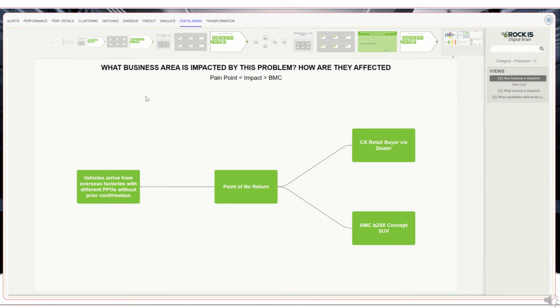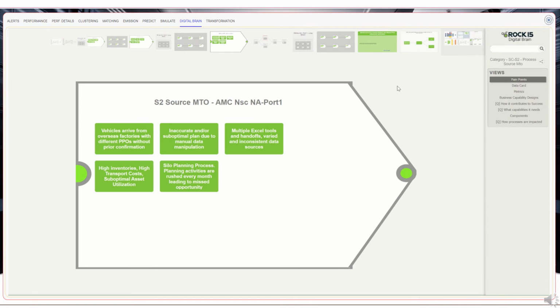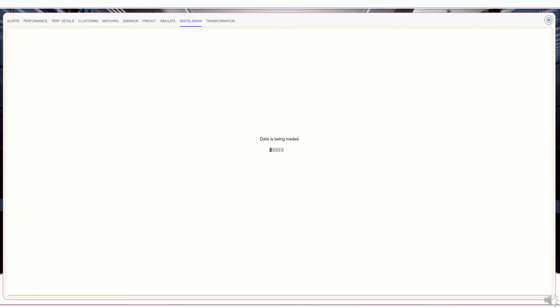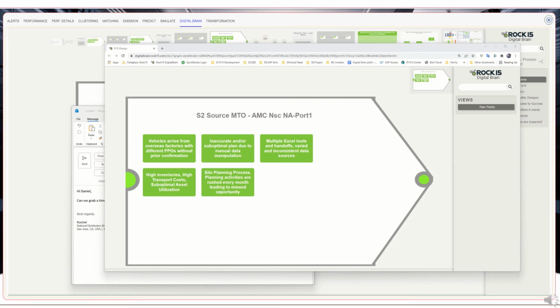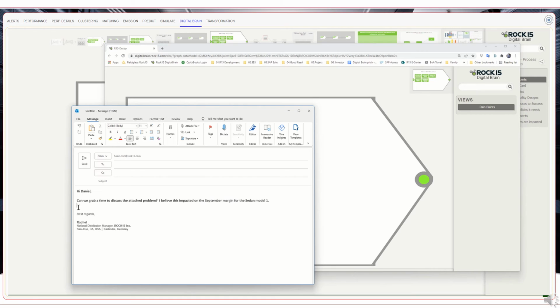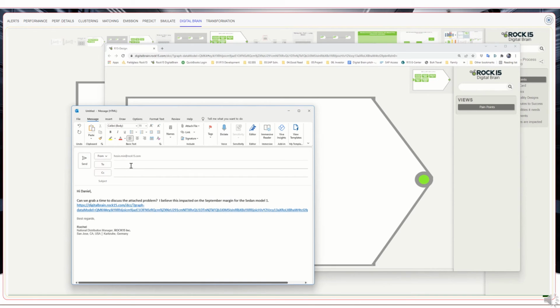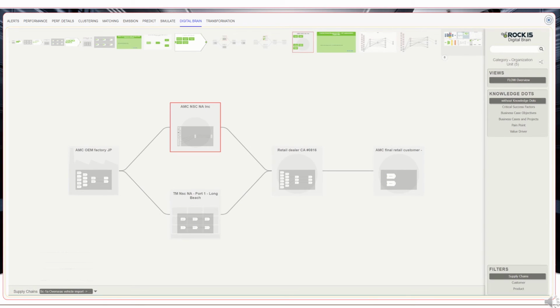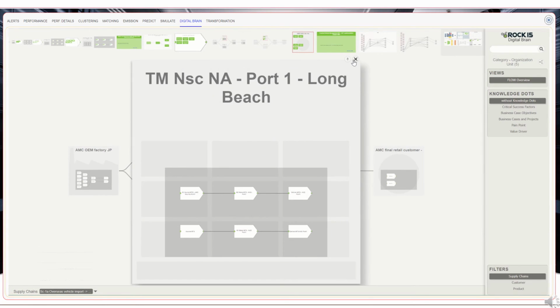Going back to the pain points view via the breadcrumb, she can create a link here and share the exact view with the Port 1 sourcing manager, asking for a meeting. In the meeting, they get to know the Port 1 facility is not capable of handling those vehicles.